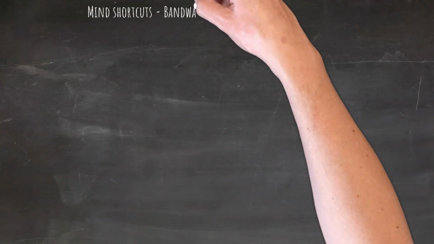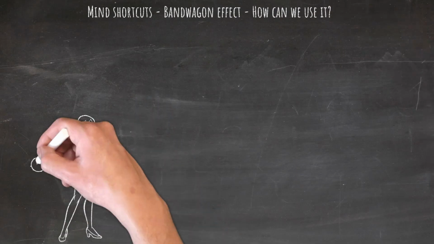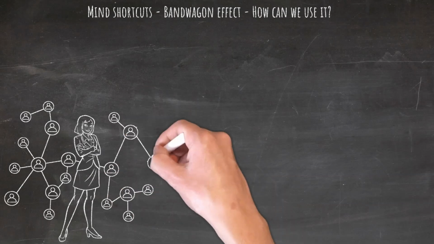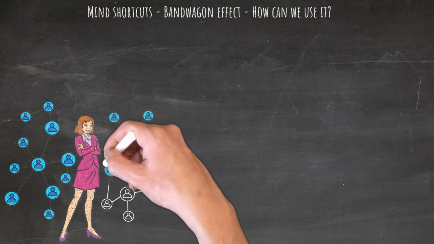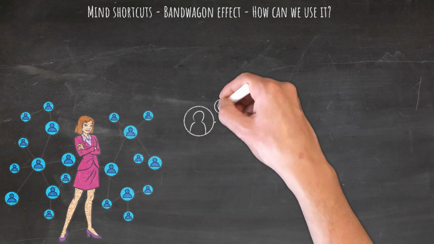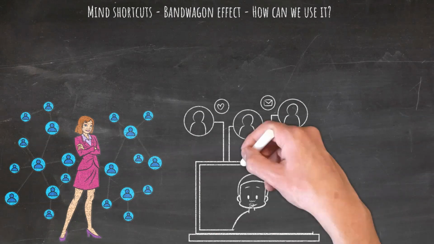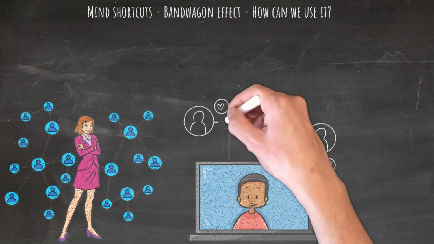Mind shortcut. Bandwagon effect. How can we use it? Thanks to social media, if we can spread the idea and create the impression that the majority of people support it, and we reach a tipping point, then the idea or product goes viral, and the concept starts to gather more and more supporters like a snowball. After that, it is very hard to stop something like that.